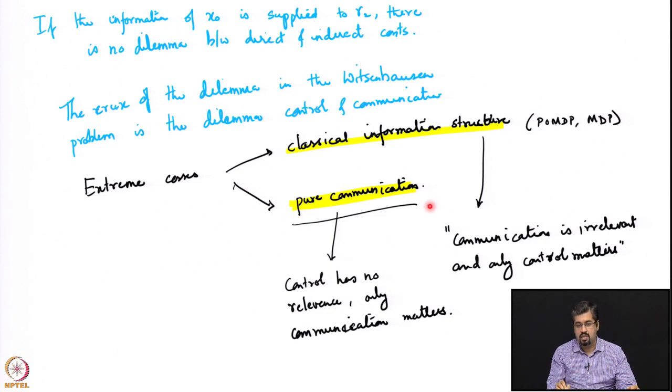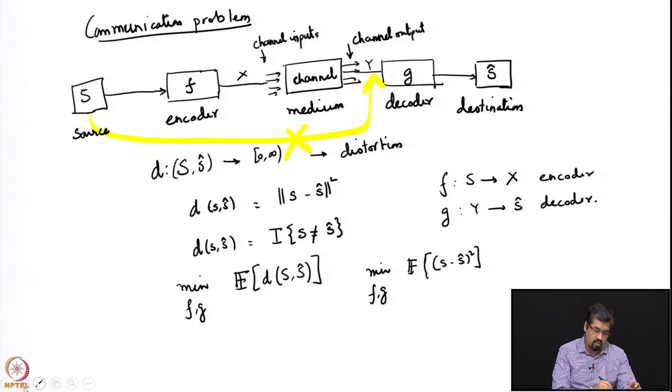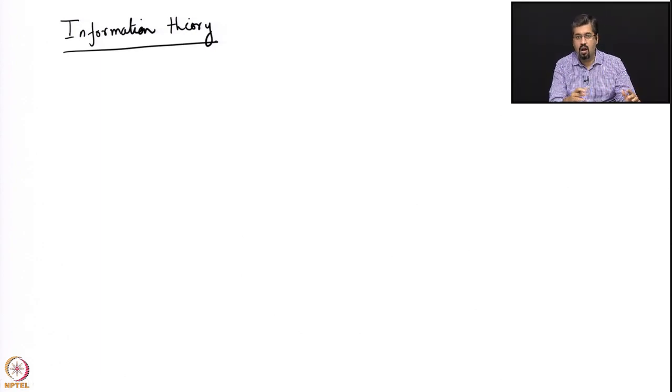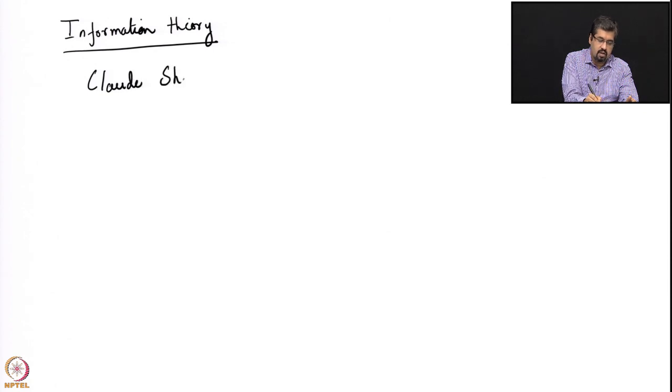What is the case for the pure communication problem? Now, in the pure communication problem, when we enter this domain, we are basically entering the domain of what is called information theory. Information theory refers to a broad theory that was developed by a scientist called Claude Shannon. It is one of the most profound and beautiful theories ever developed, in my opinion.